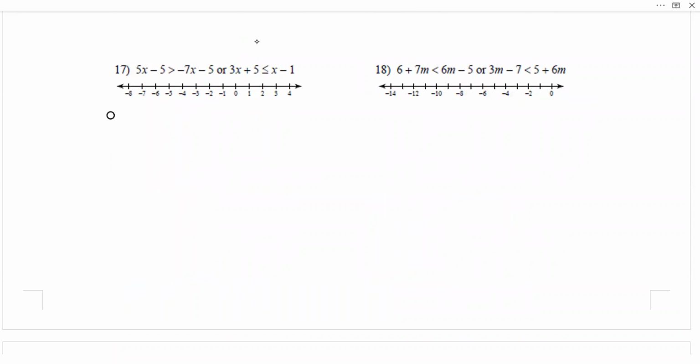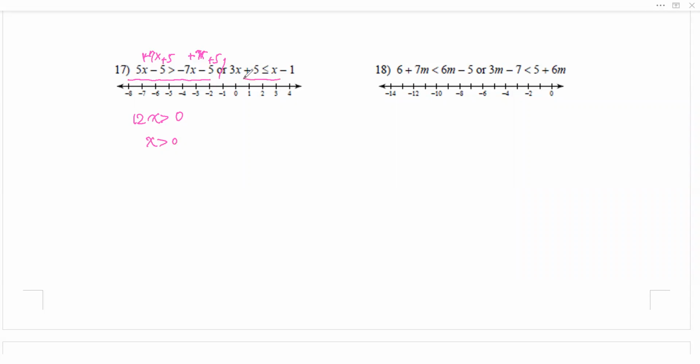Number 17. Similar to earlier. We just want you guys to have more practice, to be honest. That's why I said some homework a little bit more than ever. So both sides, see this inequality first. Both sides plus 7x, right? Both sides plus 5, plus 5. So the left part became 12x, right? Right part equals 0. So x should be greater than 0.